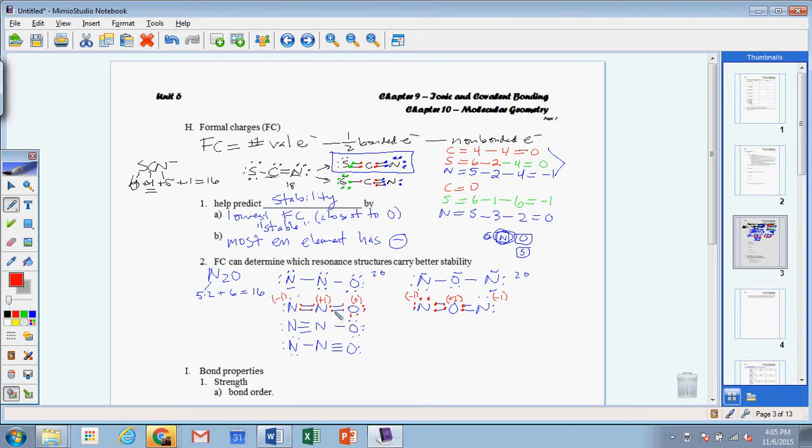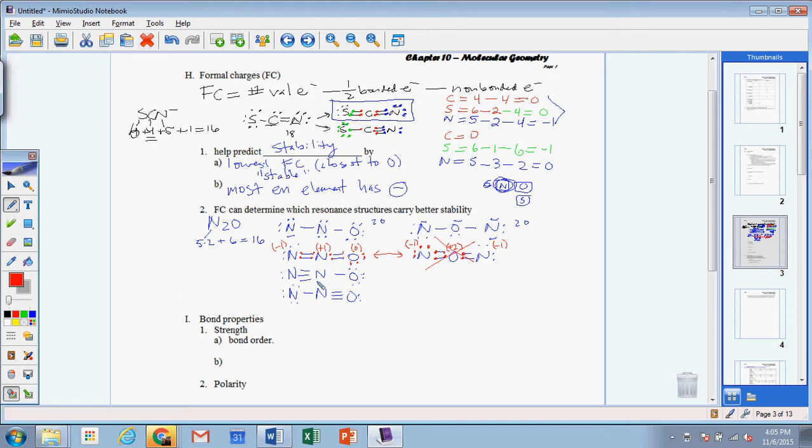So if you were choosing between this structure or this structure, which one of those two would be a better formal charge? Well, the one that has closer numbers to 0 is the one on the left. So for that reason, we would not draw NON as our structure of N2O, because that is not as good a formal charge as our first.